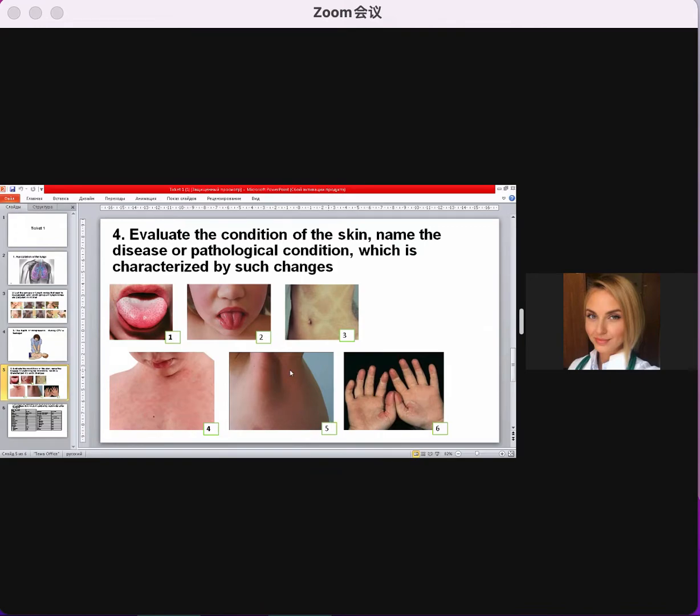Okay, then number 5. Let's go rapidly. Number 5, Pastia's lines. And number 6, desquamation of the palms, yes, in subacute phase of the scarlet fever. Okay, very good.